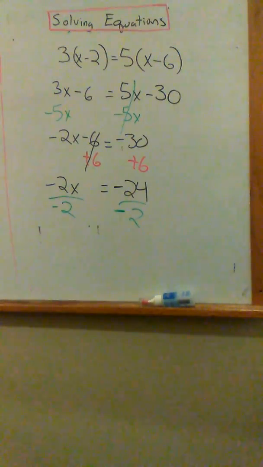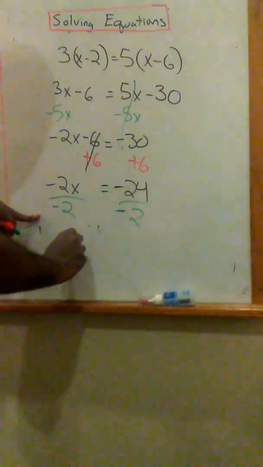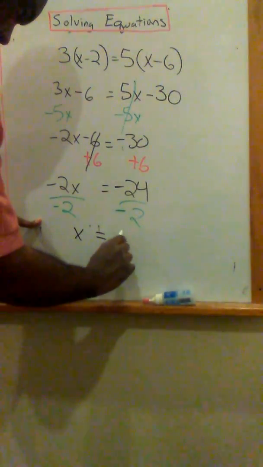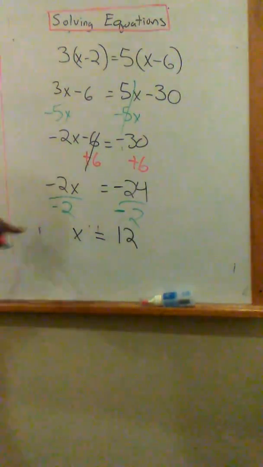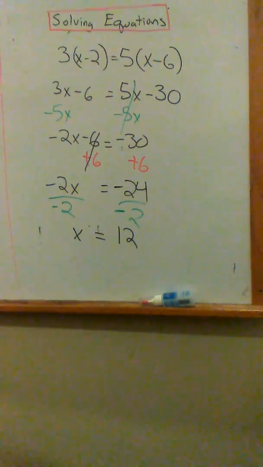Okay, you divide both sides by negative 2, what do you get? x equals 12. Why? Because negative 24 divided by negative 2 is positive 12. Okay.